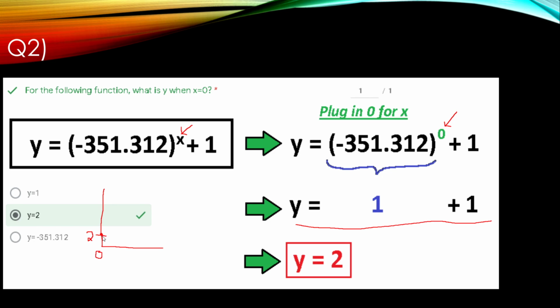We'd have a point here, and then it would do the normal exponential stuff. Actually, it would be flipped around, but we're not really too worried about that. Either way, it's exponential, and that's what matters. And you don't need to know what the graph looks like. We just need to know what y is when x is 0, and that was 2. So 0, 2, we saw that was on the graph.